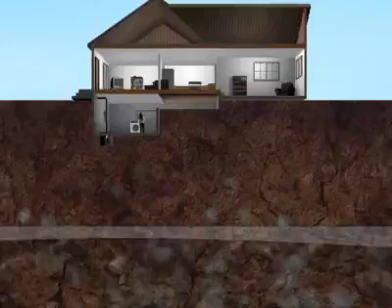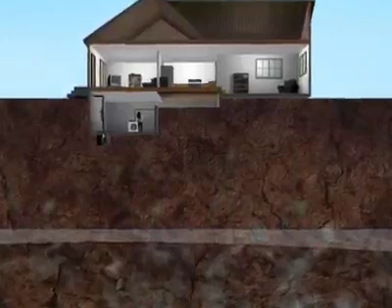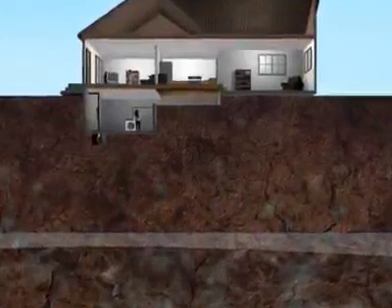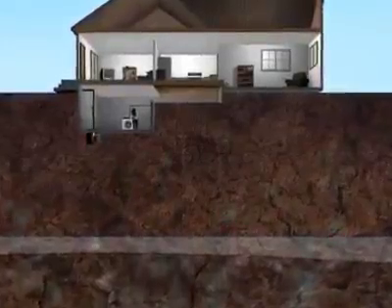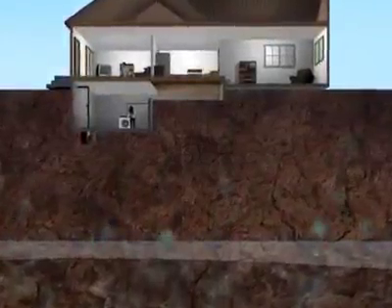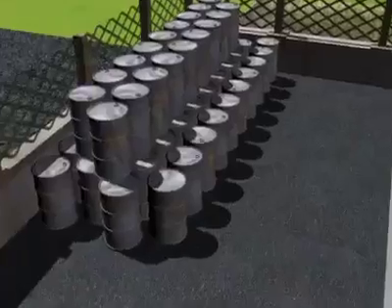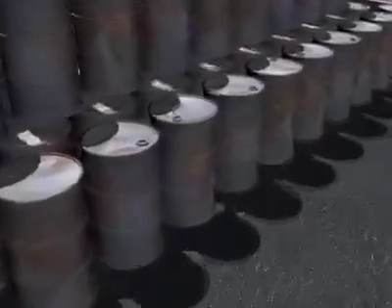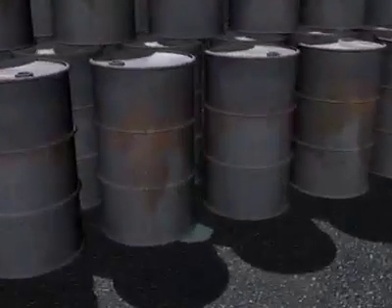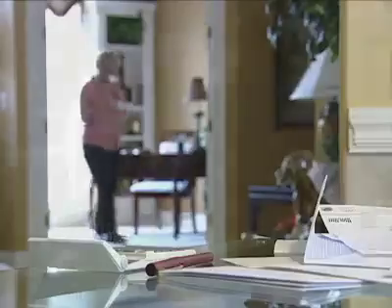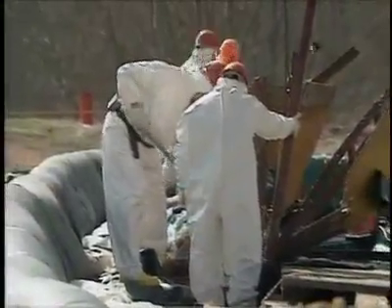Vapor intrusion is a process by which volatile chemicals that can evaporate easily can move from contaminated soil or groundwater into overlying buildings. Until recently, vapor intrusion was not routinely considered in environmental investigations. Because of the potential for volatile chemicals to affect indoor air quality, vapor intrusion has become a significant concern at many environmental cleanup sites worldwide.